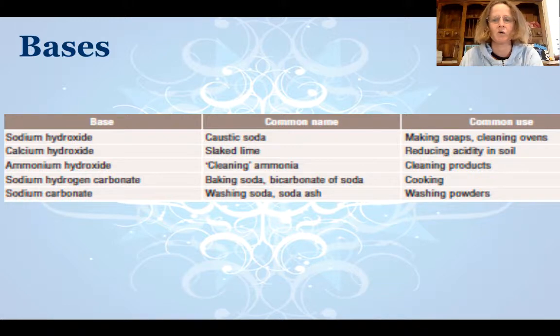There's some cleaning ammonia. Ammonia is a very soluble base. Then we've talked about baking soda. There's also washing sodas that you can buy in the washing aisle at the supermarket. They dissolve away the dirt and the oil on clothes, and then they can be washed away easily with water.